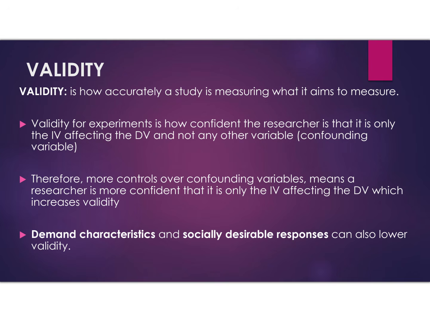Okay, validity is how accurately a study is measuring what it aims to measure. So the link between validity and controls is, when we control confounding variables or extraneous variables, we are confident that only the IV is changing or affecting the DV. That is validity. So controls actually help increase validity because you're controlling extraneous variables, you're controlling confounding variables.